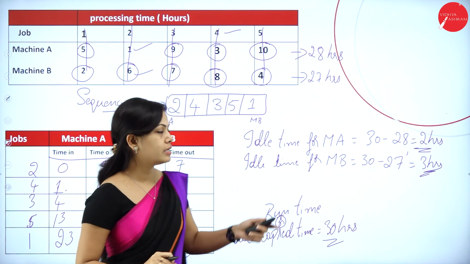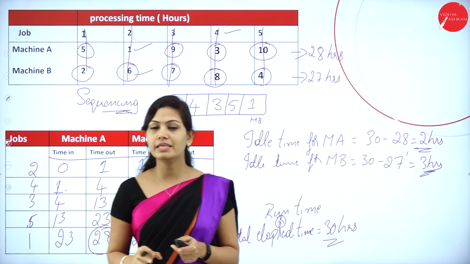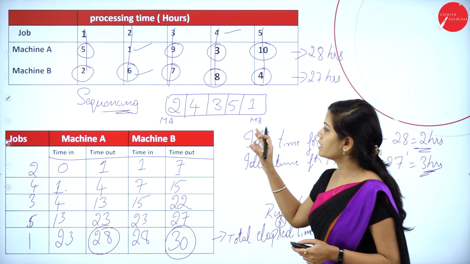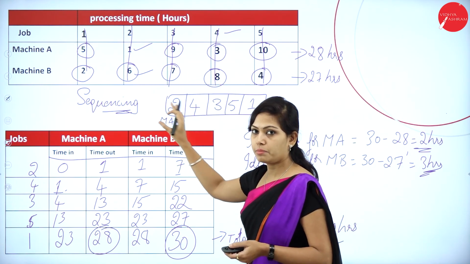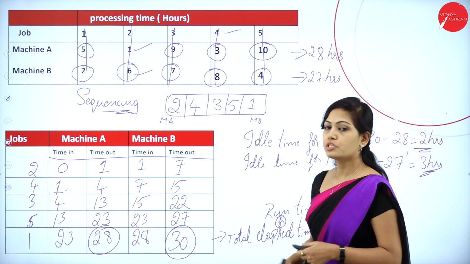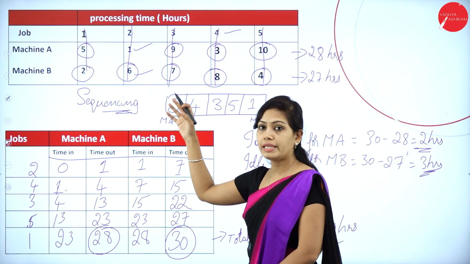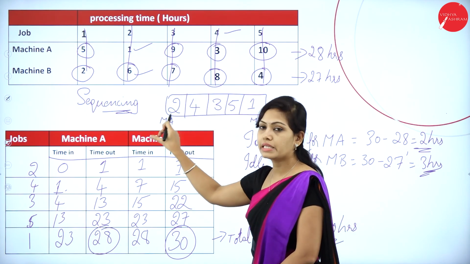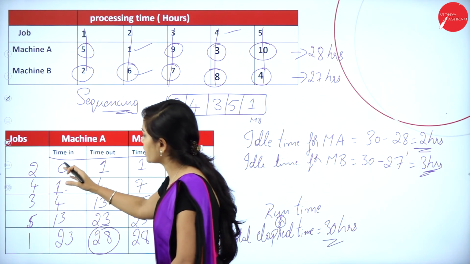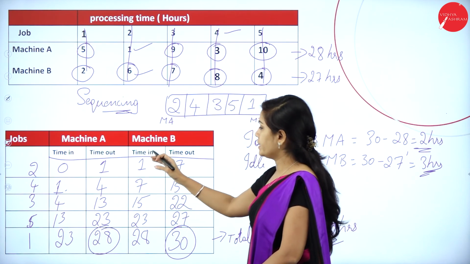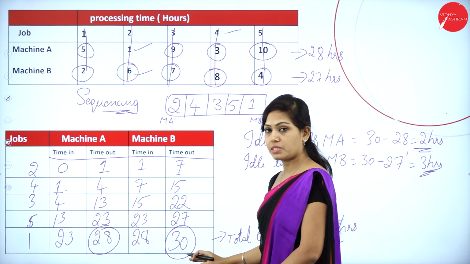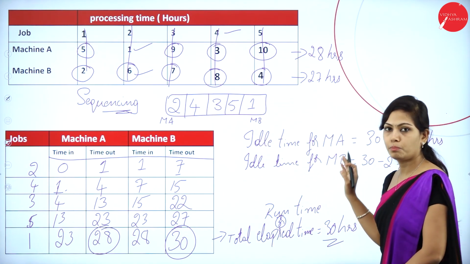So this is your sequencing problem. It is very easy concept. Easily you can understand the concept. It is very simple. First you have to write the table properly and just find the sequencing of each job. So according to the requirement, you just see the least value and find the job sequencing, and according to that sequencing, you can find the time in and time out for machine A and time in and time out for machine B. So easily you can find the total elapsed time and idle time for both the machines.